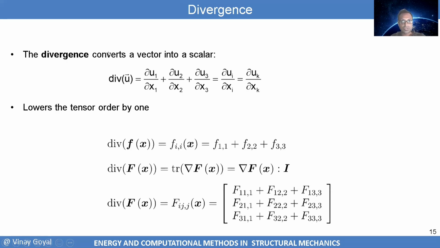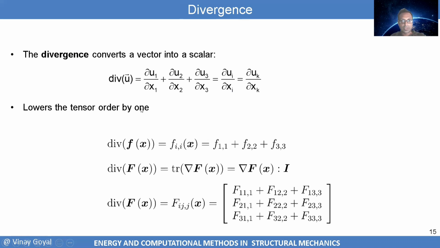The divergence now of a vector turns the value into a scalar. You get a scalar quantity. So the divergence of a vector u gives you the derivative of u1 with respect to x1 plus u2 with respect to x2 plus u3 with respect to x3. Well, that's u_i with respect to x_i. So this divergence lowers the tensor order by 1.